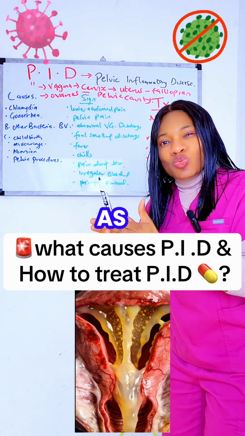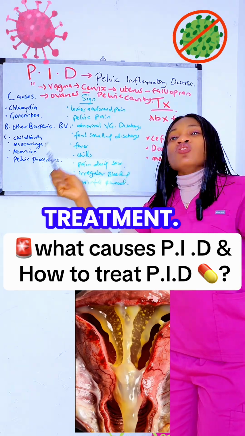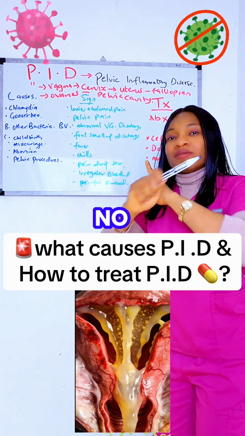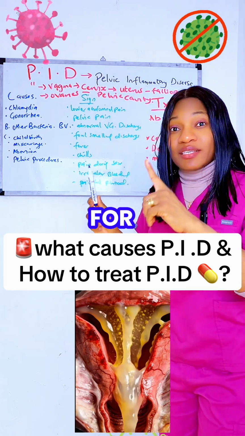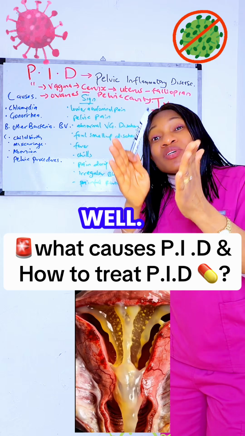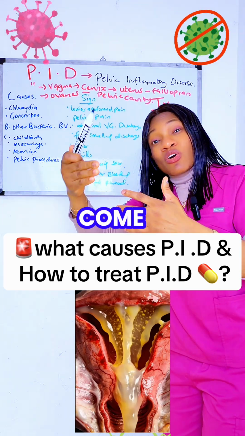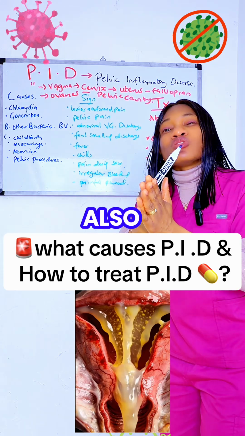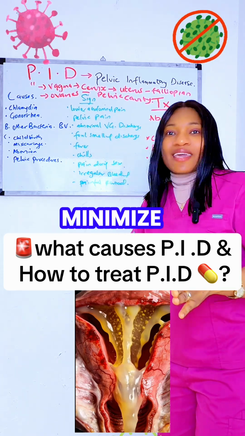Treat your partner as well. During the time of treatment, no sex. When you are treating yourself for this, make sure you treat yourself well. Treat anybody that you have come in contact with during that time, and also avoid sex at this period.